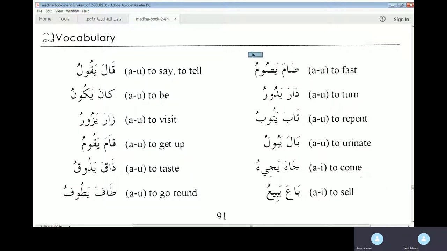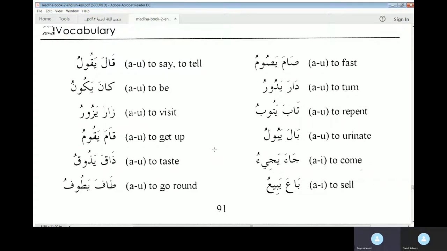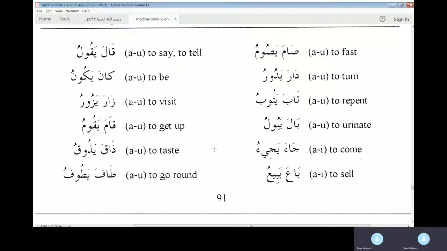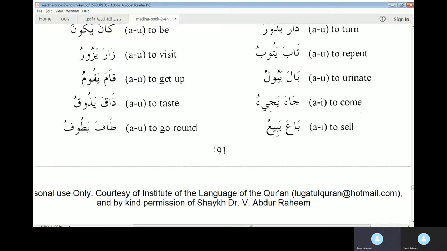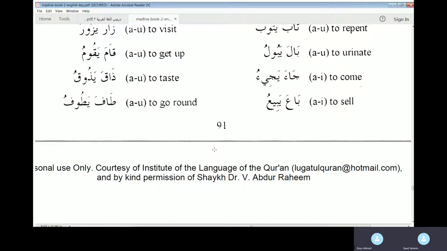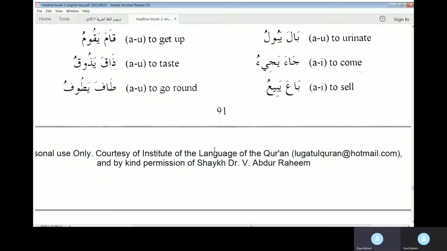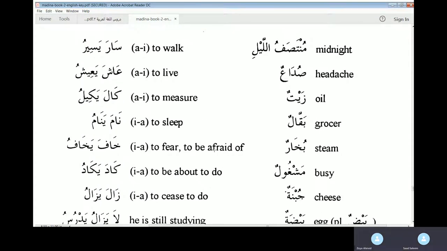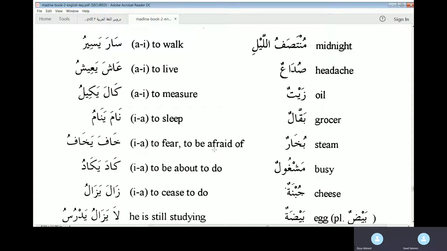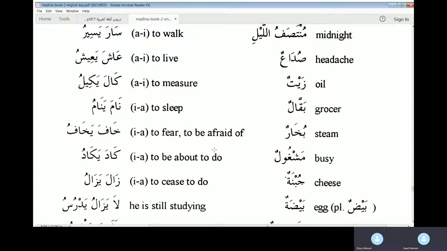Qala yaqulu, to say, to tell. Sama yasumu, to fast. Kana yakunu, to be. Dara yaduru, to turn. Dara yazuru, to visit. Taba yatubu, to repent. Qama yaqumu, to get up. Bala yabulu, to urinate. Zaqa yazuqu, to taste. Jaa yaji'u, to come. Qafa yaqufu, to go round. Baa'a yabi'u, to sell. Sara yasiru, to walk. Muntasaful layli, midnight. Asha ya'ishu, to live. Suda'un, headache. Kala yakilu, to measure.